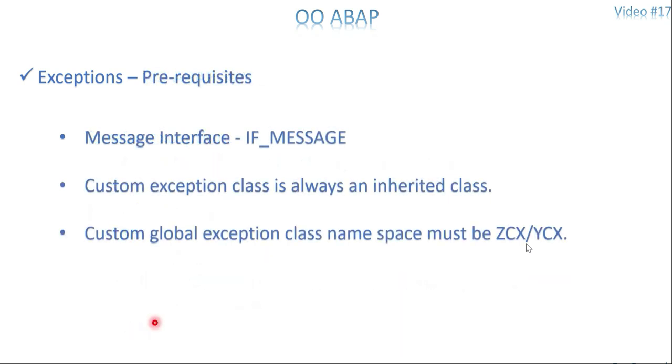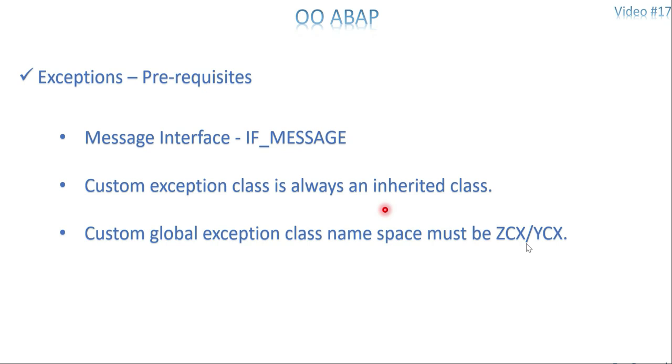And then what else? Yeah, the prerequisite of creating any custom exception class. There is an interface IF_MESSAGE. We have one more also, IF_MESSAGE_T100. Those will come automatically, but at least this interface is to be included in your custom exception class. And a custom exception class is always an inherited class. I already mentioned in maybe the first slide, all the custom and standard classes are to be inherited from any of the three classes. It could be either dynamic check or static check or no check.